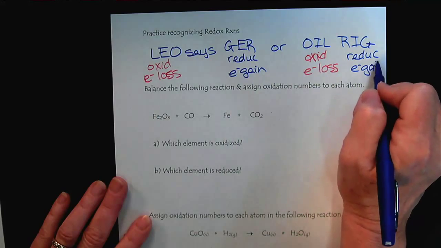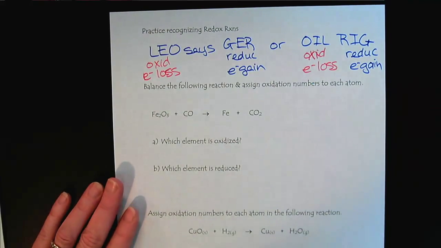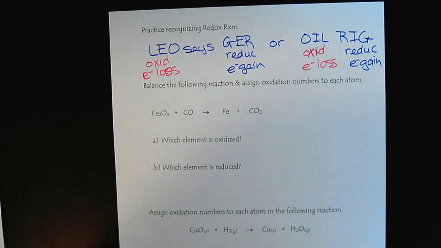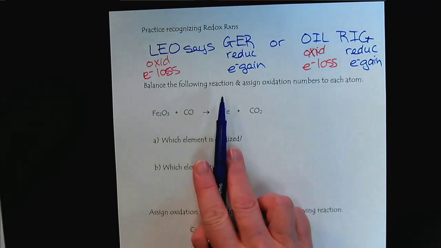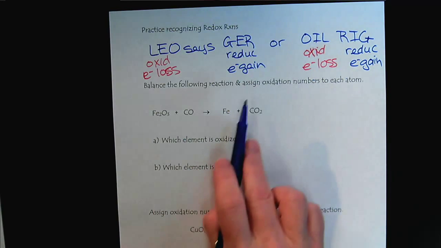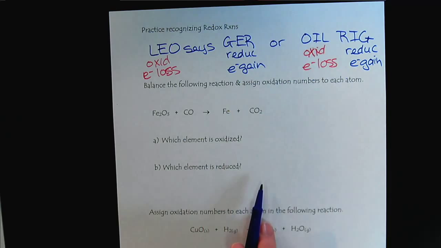Okay, so by writing this at the top of the page, it's going to be a lot easier to answer these questions. So now let's actually get to the work. All right, so balance the following reaction and assign the oxidation numbers.